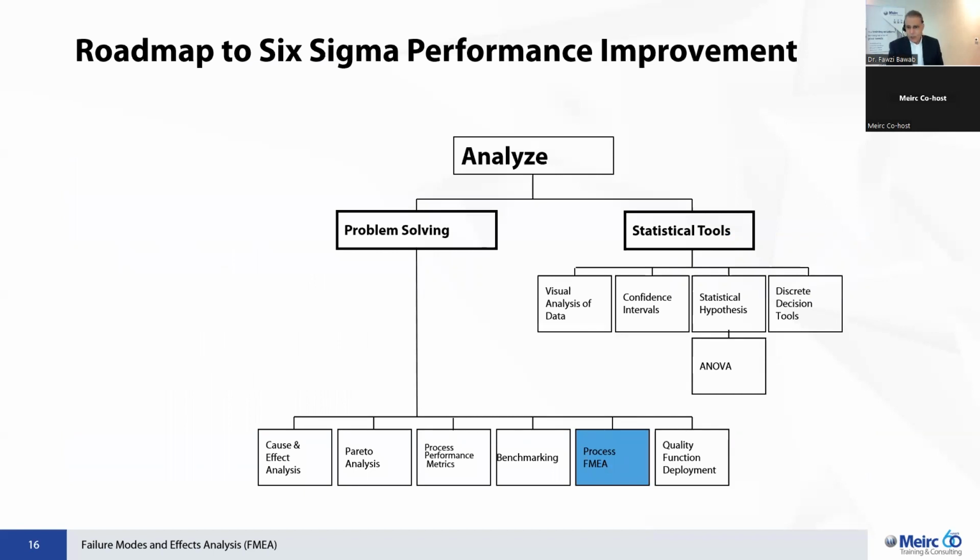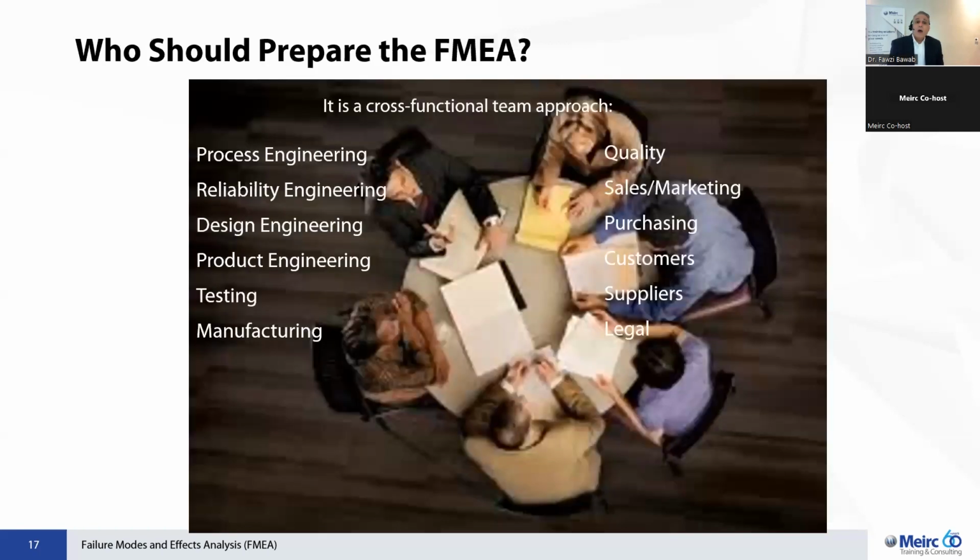FMEA also can be used in other methodologies. One of the well-known methodologies is the Six Sigma methodology, where during one of the stages, the analyze stage, and later on at the control stage, we can use the FMEA to try to shed more light on the process and the steps and the risk that we take there.